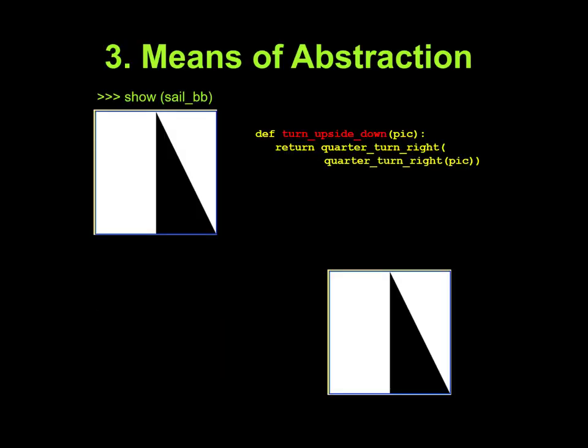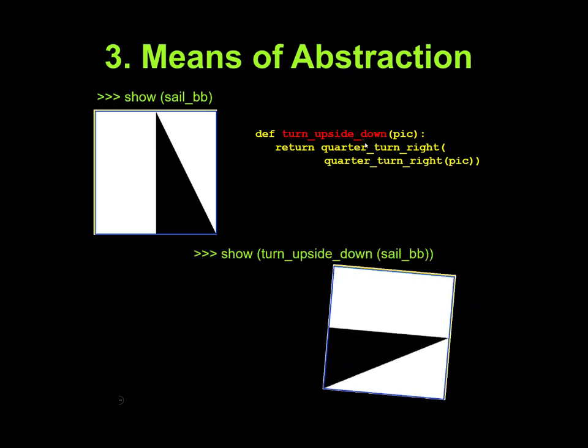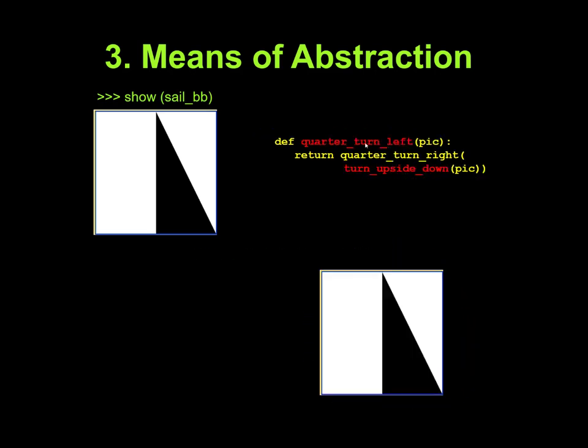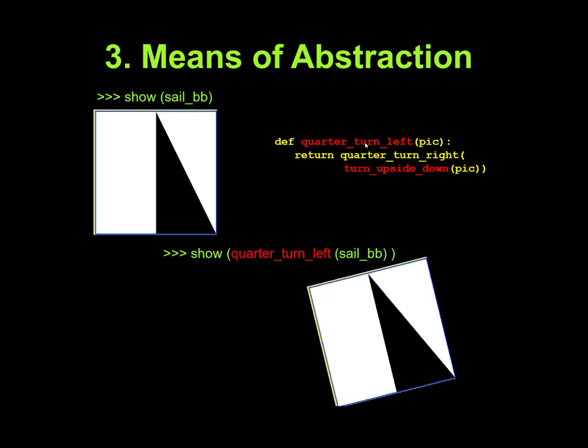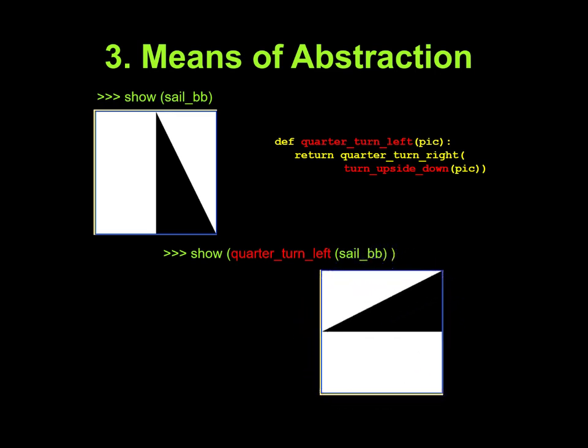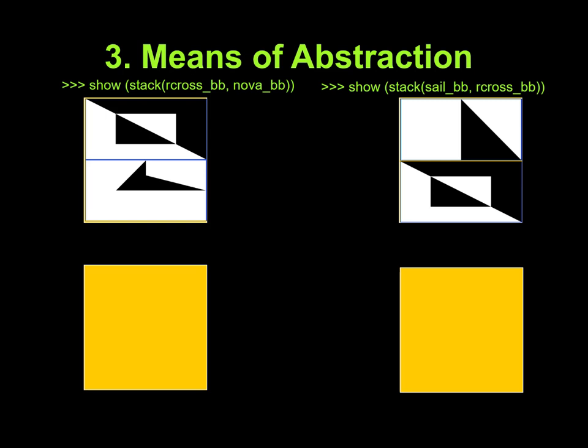Now, we had this turn upside down, and we have this quarter turn left in section 2 as a form of abstraction. Now let's see more examples of abstraction that we can do.